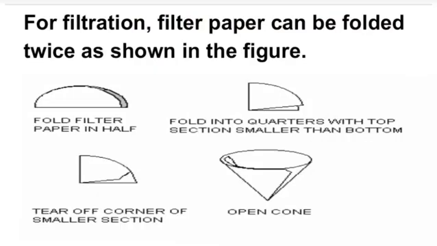For filtration, filter paper can be folded twice as shown in the figure. First of all, fold the filter paper in half. After that, the second fold is into quarters as shown in this picture, with the top section smaller than the bottom. After that, tear off the corner of the smaller section, and then open this cone. In this way we can make a cone of filter paper.